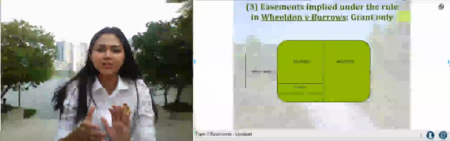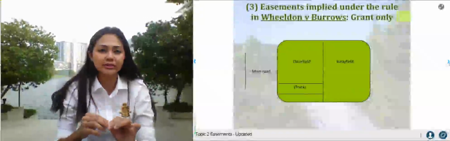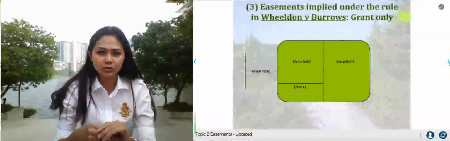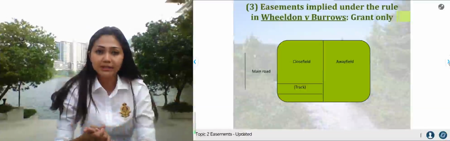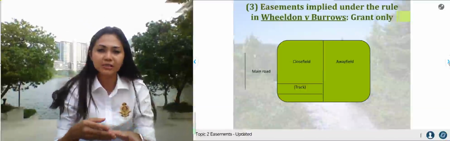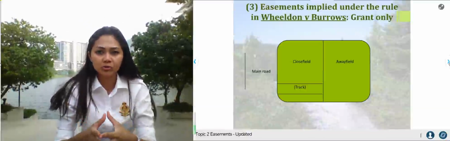Third one, actually the third and fourth one is a bit complicated. Students find it very difficult to understand, but I'll try to go through very slowly to make sure that you understand how it operates. So a person can also have an easement which is implied by way of Wheeldon and Burrows.